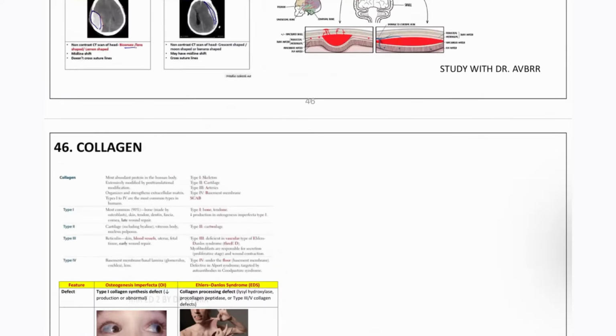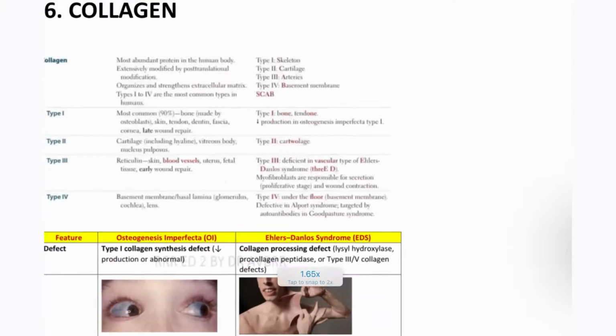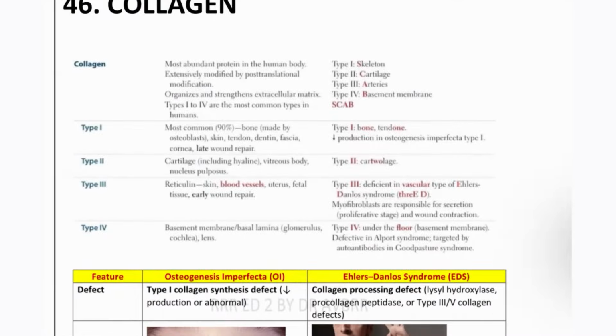Next topic we are going to discuss is collagen. In collagen, you have to remember the important points. What are the four types? Okay, there are four types. The first type is bone and tendons. Type 2, cartilage. Type 3, blood vessels. Type 4 is the basement membrane. Mnemonic SCAB. Okay, skin and also the bones, cartilage, and the arteries and basement membrane. These are the four types.